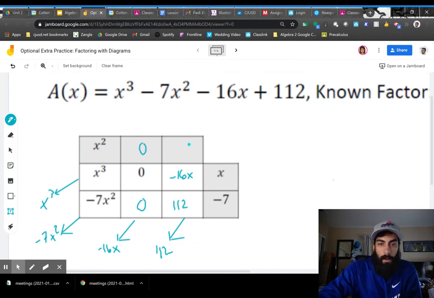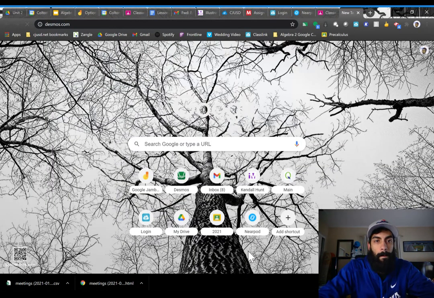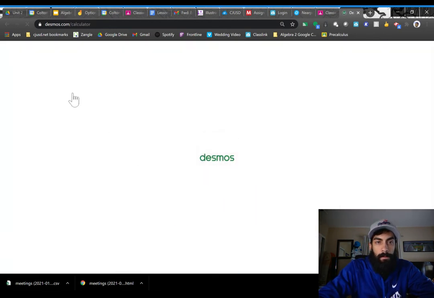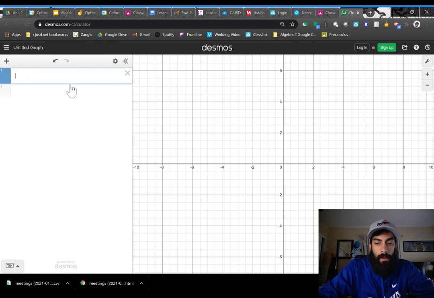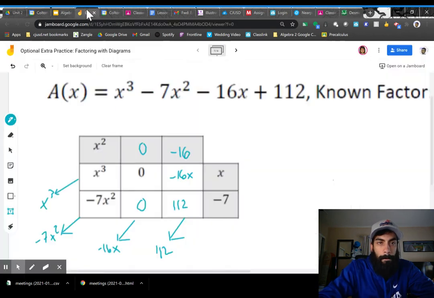All right, so now we can see what number should go here. What times x equals negative 16x? Well, negative 16 is our answer. And if you want to check now, negative 16 times negative 7 should equal 112. Get up a calculator. Negative 16 times negative 7 is what we wanted, 112.